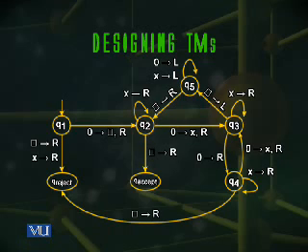This will continue to happen, and if the machine is in state Q4, then it has seen an odd number of zeros, and if the input ends, the machine simply rejects the input. On the other hand, if it's in state Q3, then it has seen an even number of zeros, and now if the machine sees a blank, it starts moving to the left.